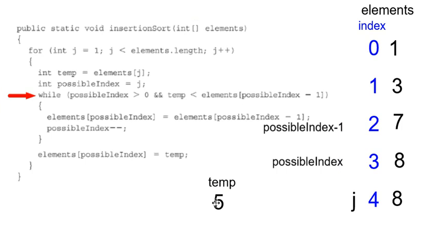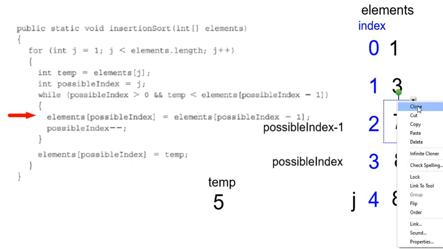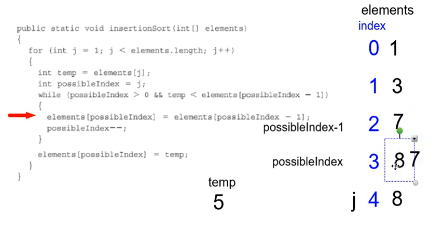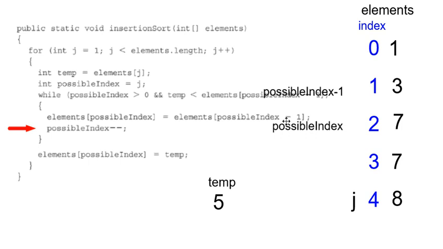Temp, which is 5, I compare it with the one at possible index minus 1. It is less than 7. So I'm going to now do that shift. So 7 goes down here and 8 gets taken away. So there it is. And my possible index goes minus minus. So I come up here. I'm checking my while loop condition again. Possible index is still bigger than 0. I check to see if temp is less than what's at possible index minus 1.